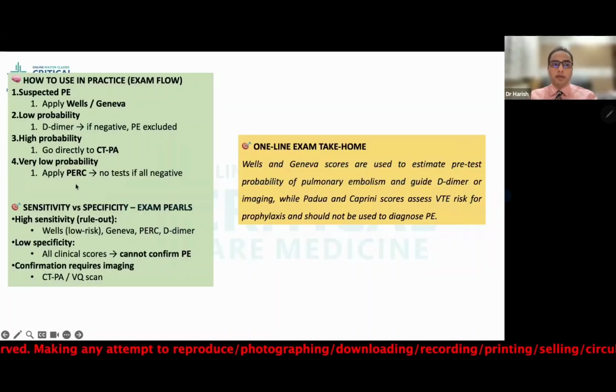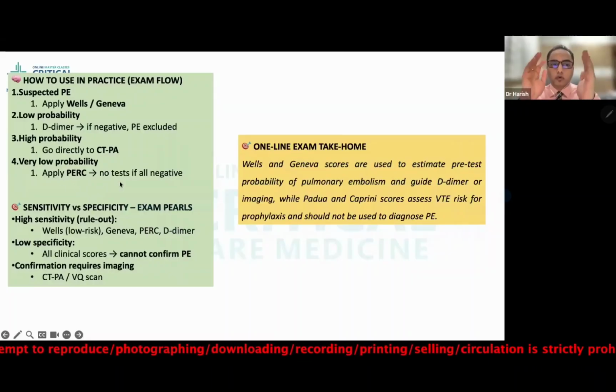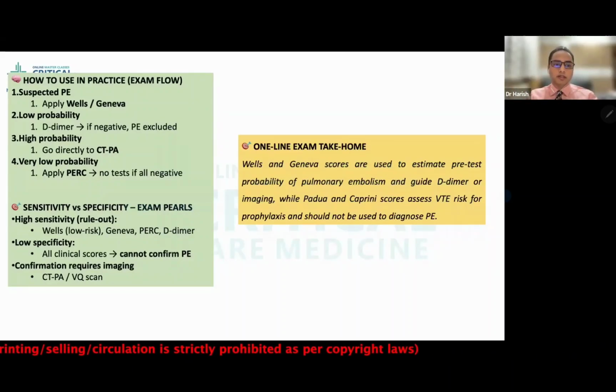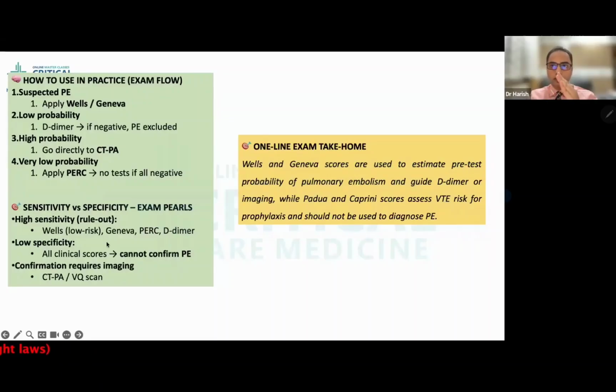Very low probability, we can do the PERC score. So no test if all negative. If everything comes negative, no need to go for further tests. If you see the sensitivity and specificity, high sensitivity helps in ruling out the PE. So Wells score with a low risk stratification, Geneva, PERC and D dimer, which we can use for ruling out. If everything is negative, it fairly rules out pulmonary embolism. Low specificity, all clinical scores cannot confirm the PE. So confirmation definitely requires a CTPA or VQ scan.